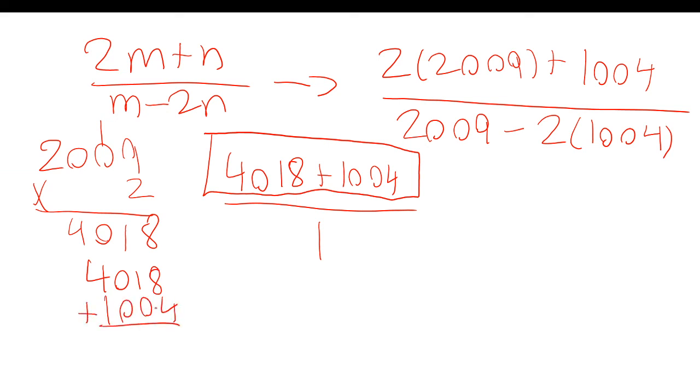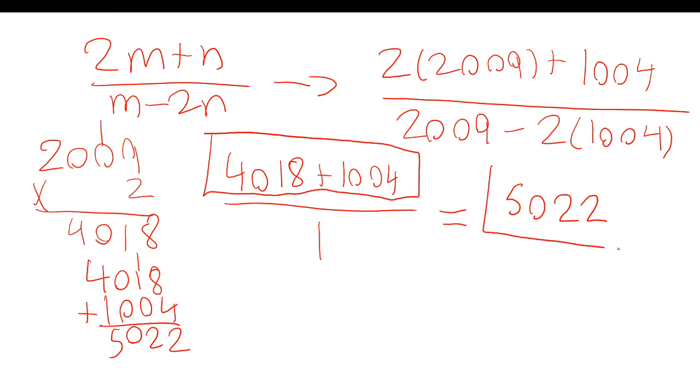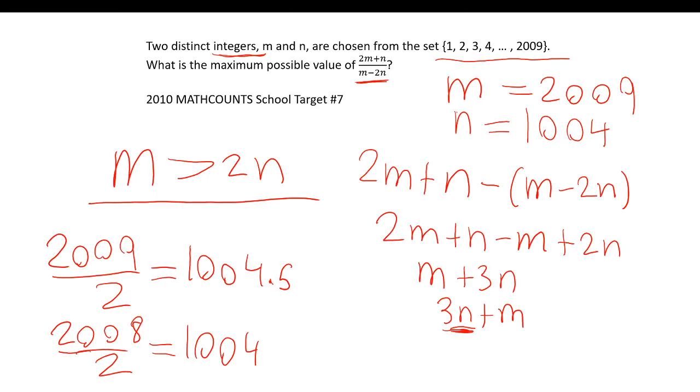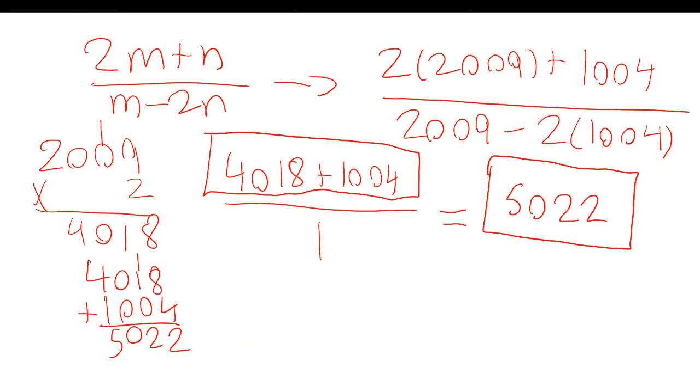Let's go ahead and add this. 8 and 4 is 12. 1 and 1 is 2. 0 and 0 is 0. 4 and 1 is 5. We have 5022 over 1, which is just 5022. So the greatest possible value of this expression is 5022.